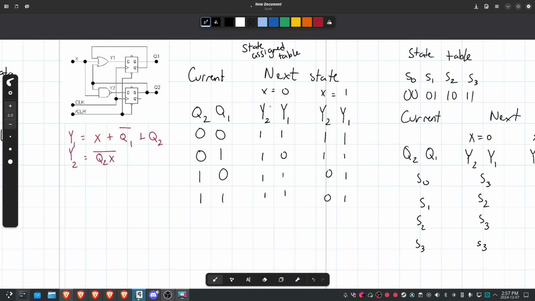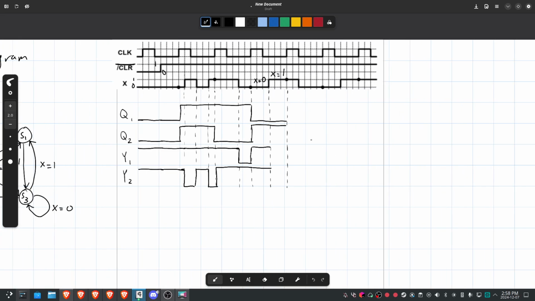So Q1 is 0, Q2 is 1, and X is 1. Let's look at the same thing there. Y2 is going to be 0, and Y1 is going to be 1. So Y2 is going to drop down to 0, and then Y1 is going to remain at 1. I hope you can start seeing the pattern now.